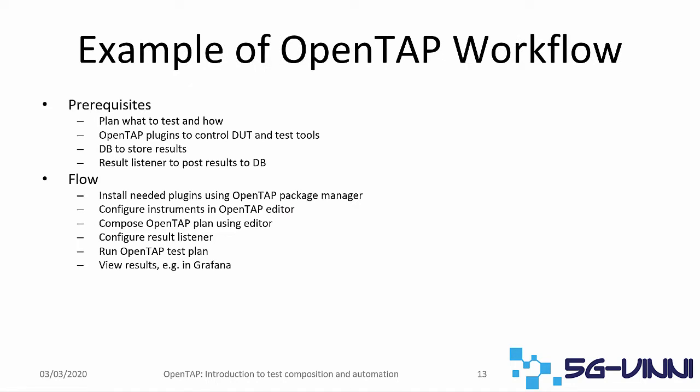A couple of things are needed before the test plan can be composed and executed. Naturally, you need to have a plan of what you want to test and how. Then you need plugins to control tools and what you are testing. And you need to decide if and how you want to store the results. Once these are in place, you're ready. First you install plugins, next you configure instruments, compose the test plan, and configure the result listener. Now you can run the plan, and finally view the results, for instance using Grafana, which I will show in a minute.